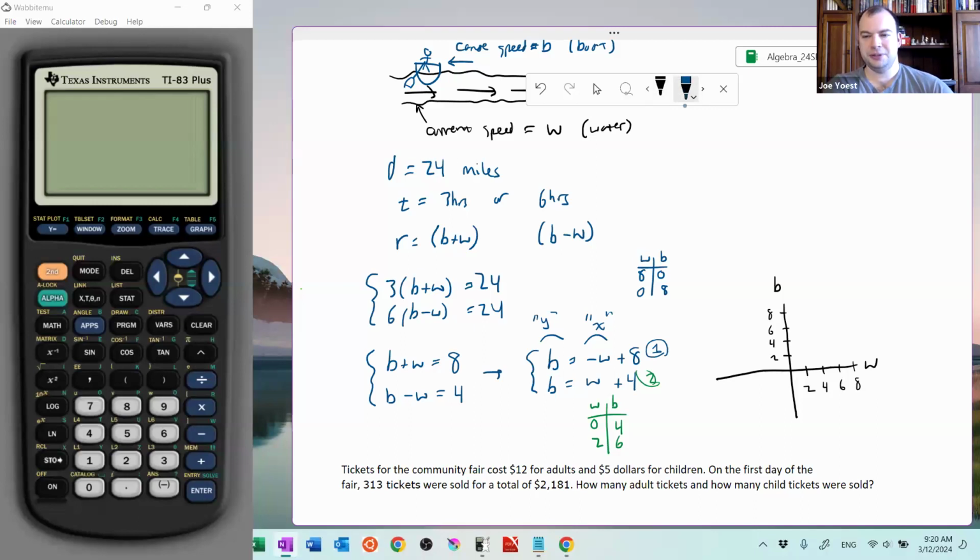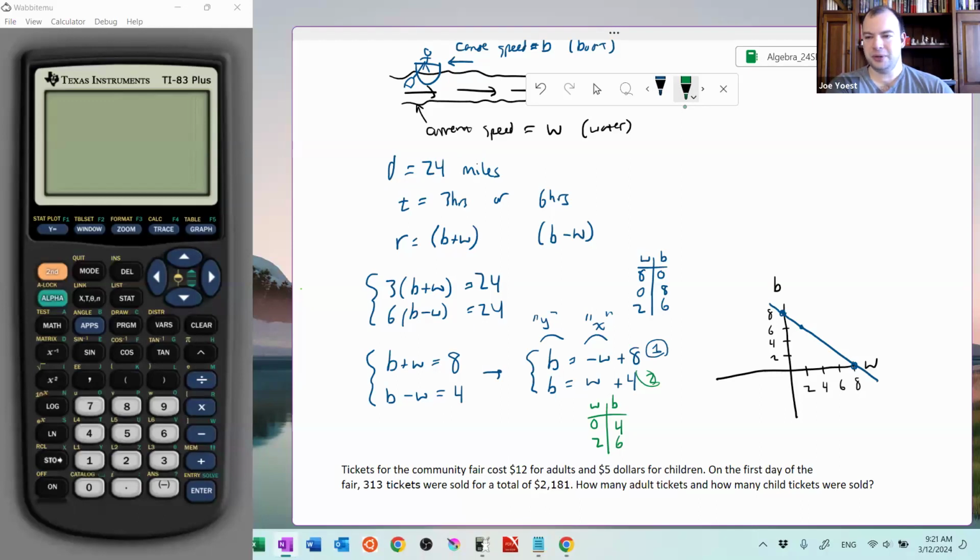For my first equation, which I'll do in blue, I have a point 8, 0 and 0, 8. And then maybe I can add a third point in to check. Maybe when W is 2, B should be 6. Does this look like it goes through 2, 6? Yeah, I think that's plausible. So it seems pretty reasonable.